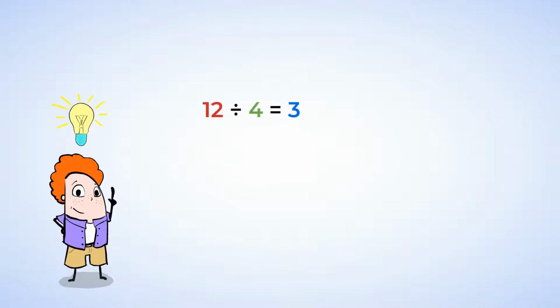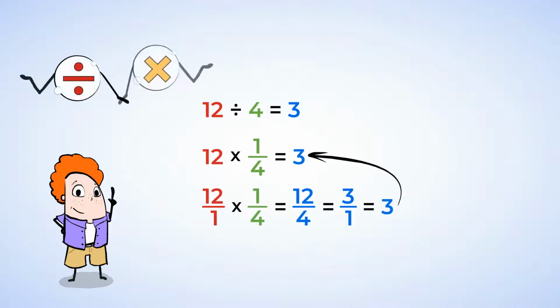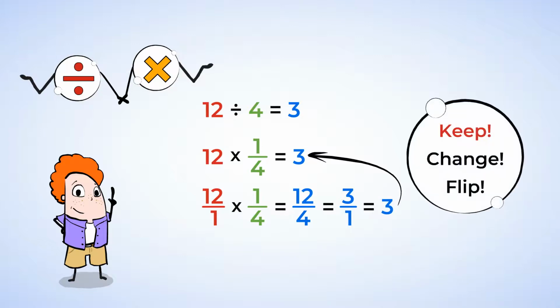If we look at 12 divided by 4 equals 3, and change it to 12 multiplied by 1/4, it's still equal to 3. And that's because division and multiplication are very closely related to one another. Dividing by 4 and multiplying by the inverse of 4, 1/4, gives us the same value. And not only that, but this shortcut works for dividing all types of fractions, even improper fractions.